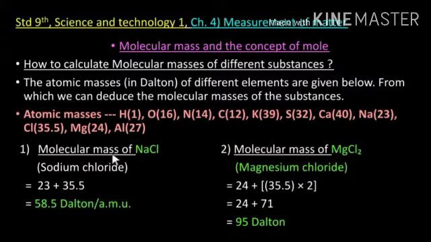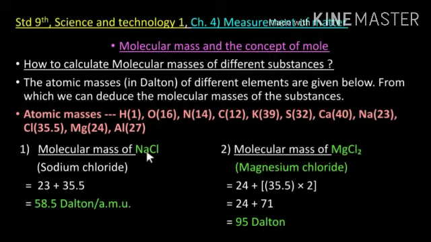The molecular mass of sodium chloride, NaCl, can be deduced like this. Atomic mass of sodium is 23 plus atomic mass of chlorine is put here, which is 35.5. A simple summation is there, 58.5. It is in Dalton, that is in atomic mass unit.